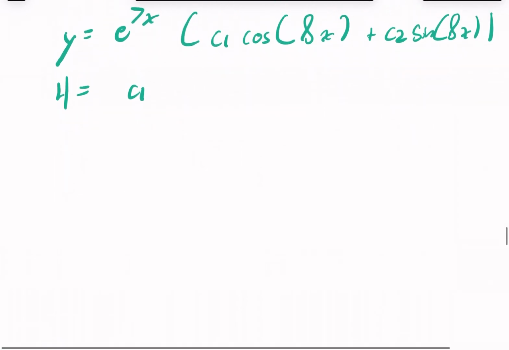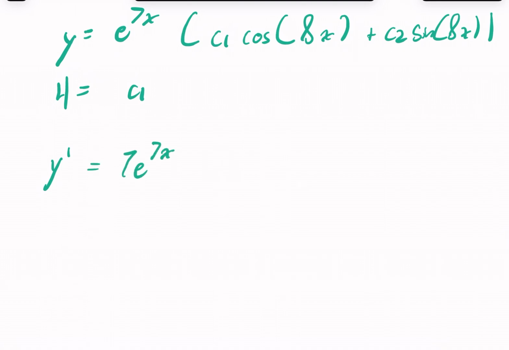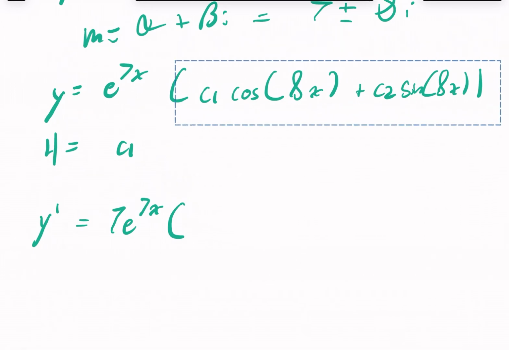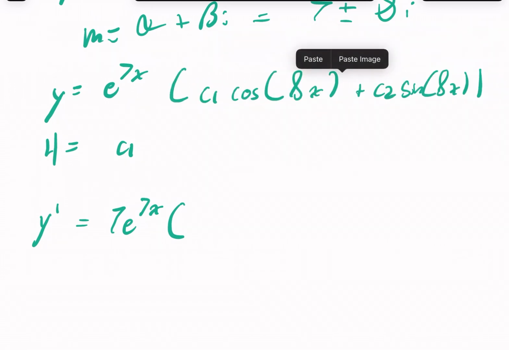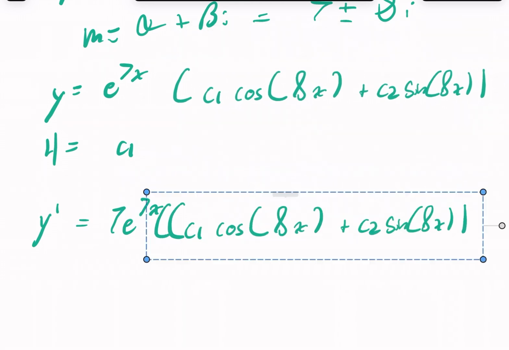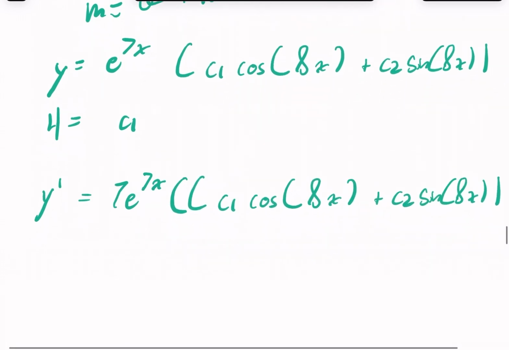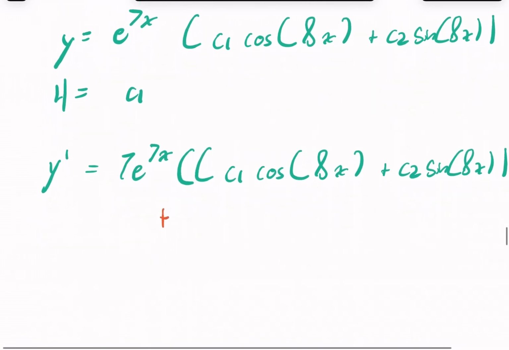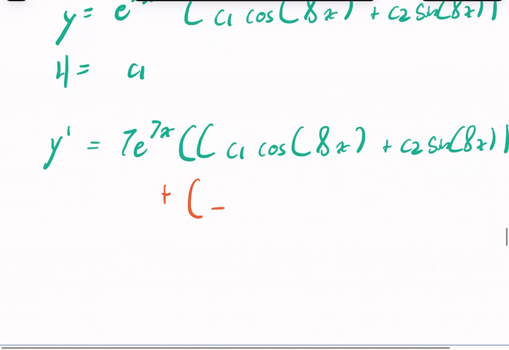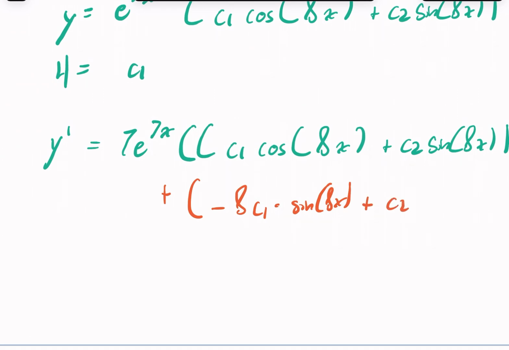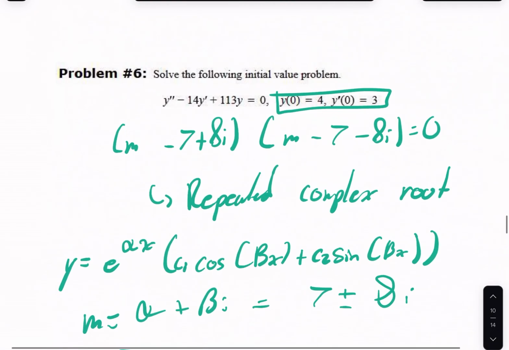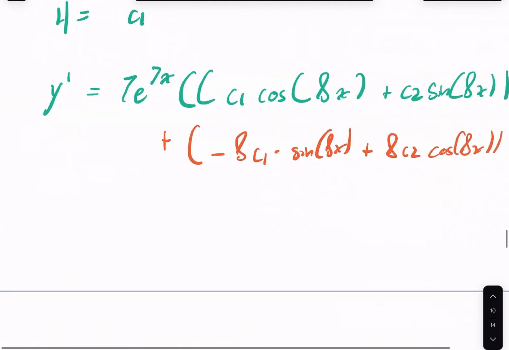Cool. So now I take the derivative of this, okay? Equals 7e to the 7x times, multiply by the second. Okay. And then we will add the derivative of the second. So C1 is a constant, but I get negative 8 c1 times sine 8x plus 8 c2 cos 8x. Cool. And our second one says that y prime at 0 equals 3, and you have to do this.